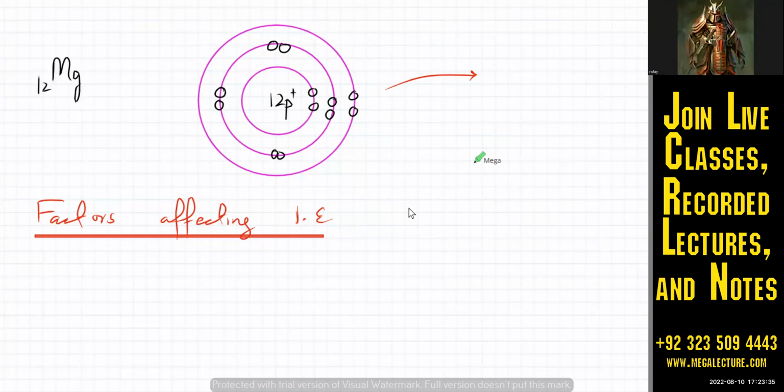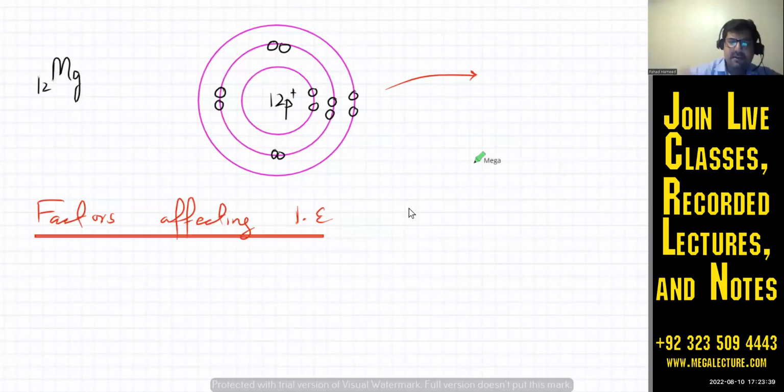Number of electrons inside the atom. Okay, let's first talk about the first two, and we'll write them down. There are actually 5 factors. So we'll talk about the first two. The first two are the important ones. Number 1, that's nuclear charge or proton number.